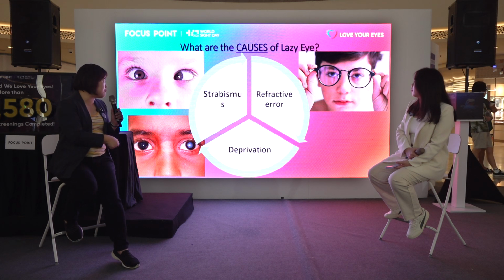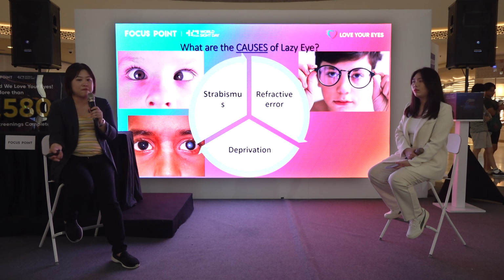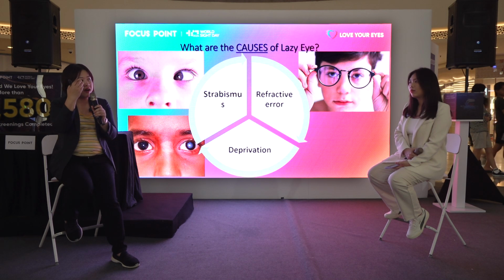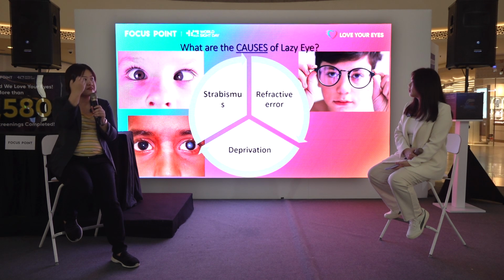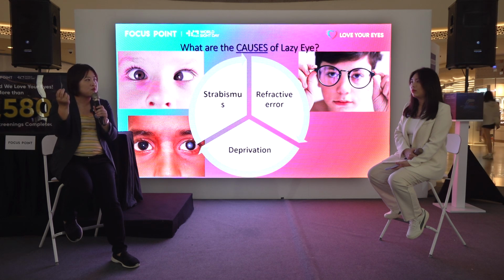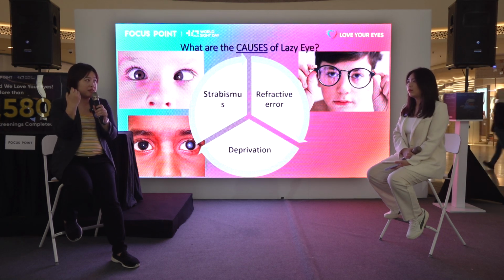And lastly is deprivation. Deprivation can happen, for example, when the baby is born with a cataract, a white lens, so that eye does not get stimulus. There's no light going in because the cataract is blocking the light. So the eye with the cataract has lazy eye. Some people, if they remove the cataract at 2 years old, even with the full power, they cannot see because the eye didn't develop normally.